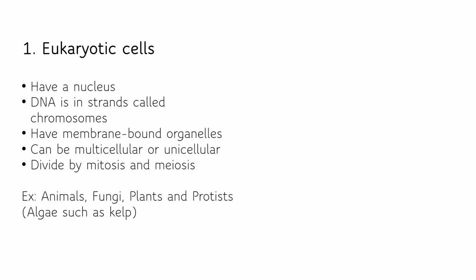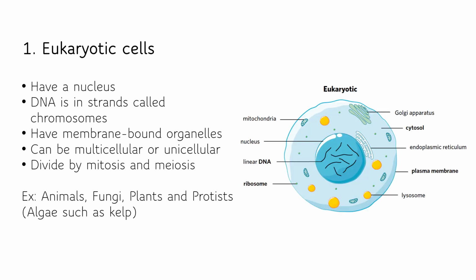Eukaryotic cells have a nucleus. DNA is in strands called chromosomes. They have membrane-bound organelles and can be multicellular or unicellular. They divide by mitosis and meiosis, which we'll go into more. Examples, like I said before, animals, fungi, plants, protists. This is a diagram of a eukaryotic cell. It's a very simple diagram that shows you the structure of a eukaryotic cell.